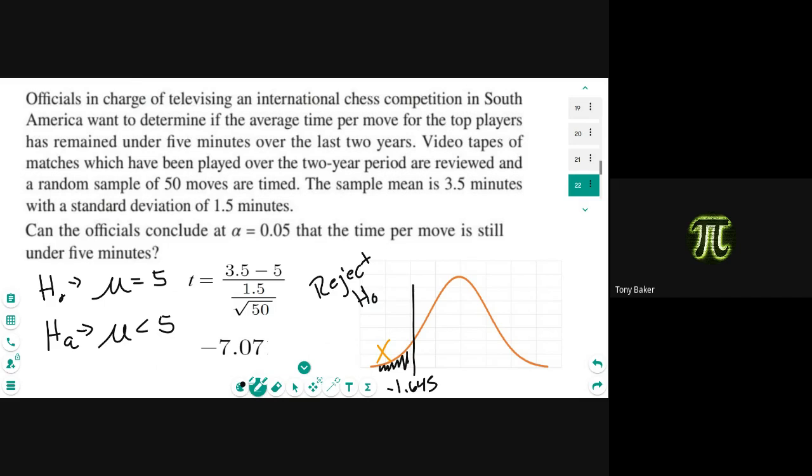The degrees of freedom would be 49. Yeah. And since it's over 30, that's why I said you can use the Z.